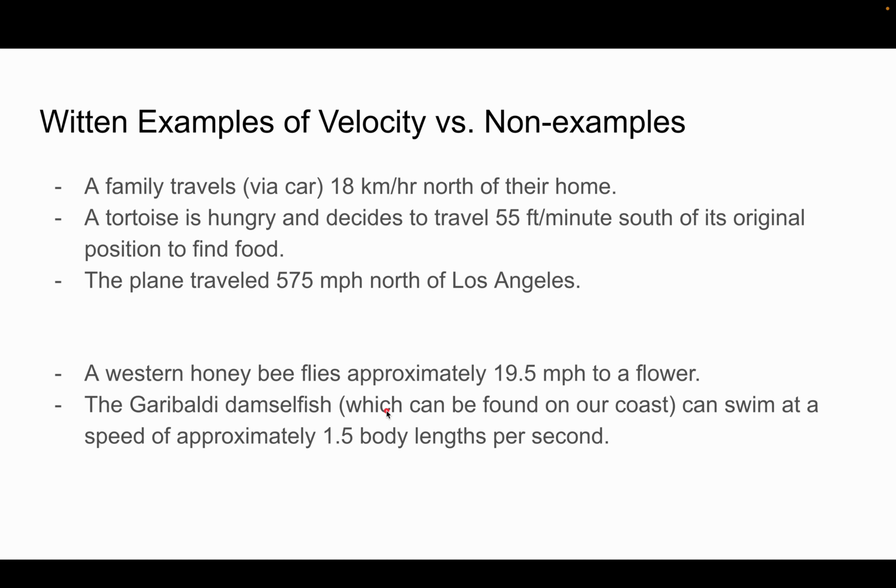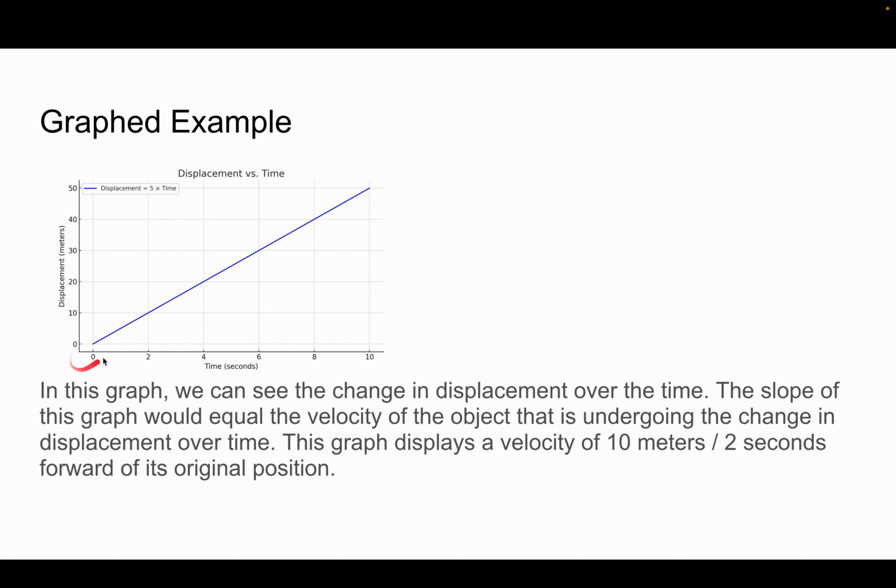And one thing, I don't know if I went over this yet, but essentially the slope of this line, the slope of this graph is the velocity. So keep that in mind in the displacement over time graphs. It's pretty easy to find velocity because it's literally the slope of the graph.